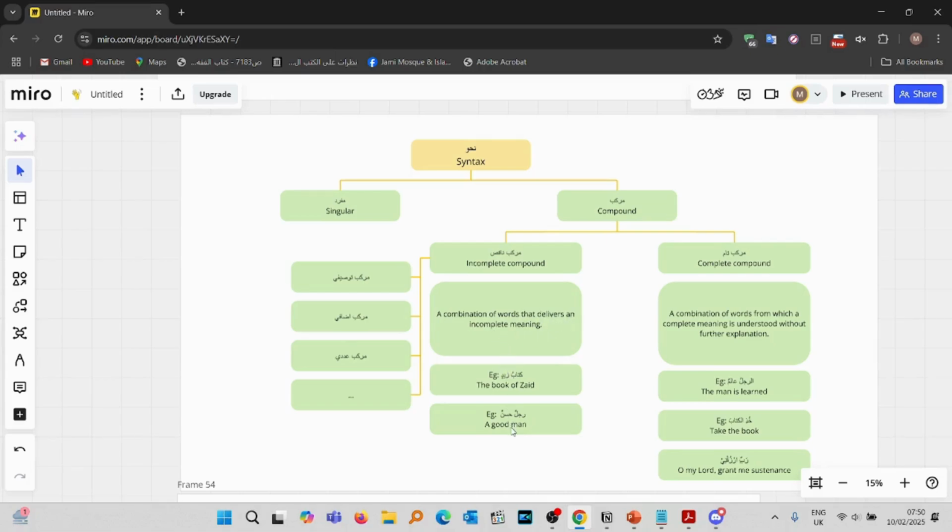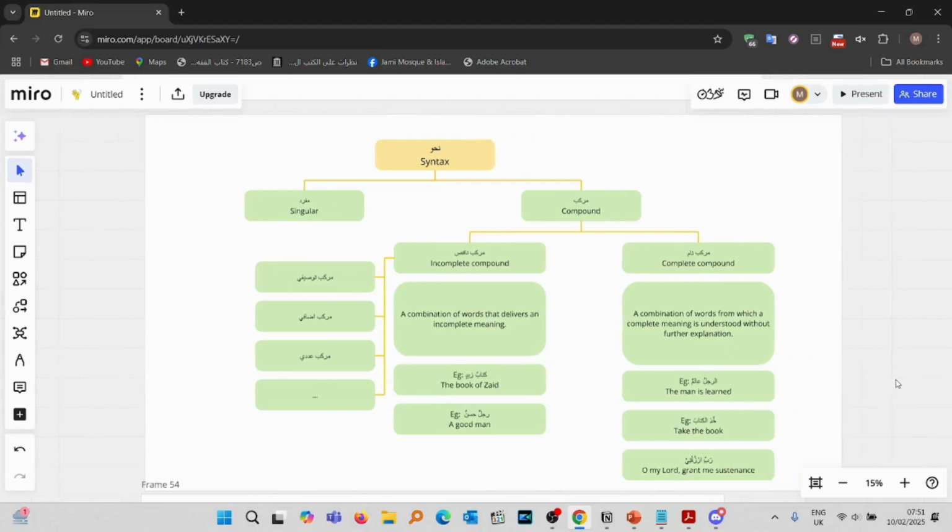Same with the second example here. Rajulun hasanun, a good man. What about a good man? It's got an incomplete meaning. It's a combination of words, yes, but it delivers an incomplete meaning. In opposition to murakkab tam, which is a complete compound. It's a combination of words just like murakkab naqis, but from which a complete meaning is understood without further explanation.